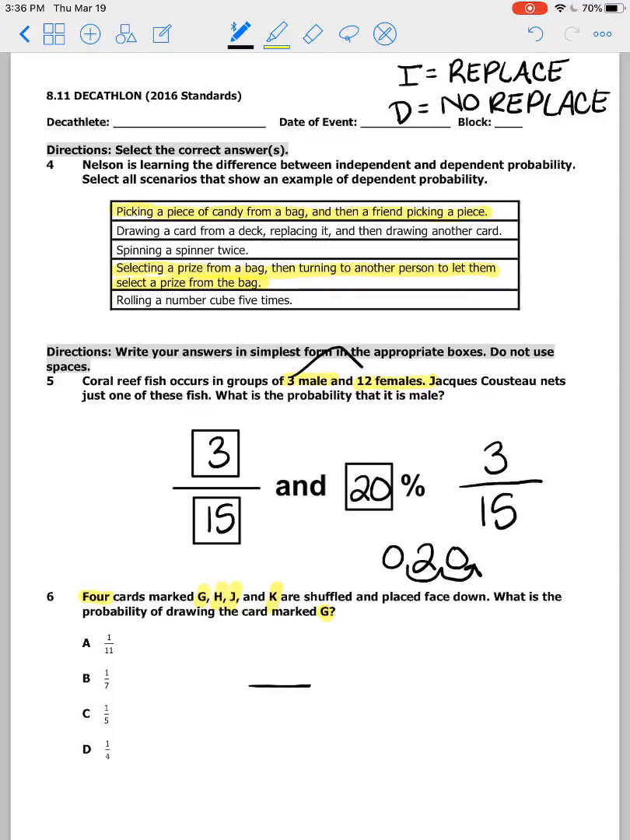So we say, how many times could I get G? And since there's only one, our numerator is 1. And then we want to talk about our total outcomes. How many possibilities are there? Well, I see 1, 2, 3, 4. So our probability is 1/4.